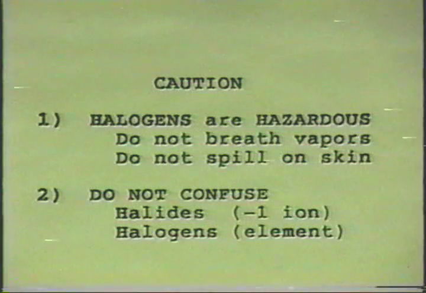Before we go on, a cautionary note. The halogens can be hazardous. Do not breathe them or spill them on your skin. And also, don't confuse the halides and the halogens. Table salt is sodium chloride. It contains the chloride ion, which is a halide. On the other hand, chlorine is a halogen. It was used as a poison gas in World War I.